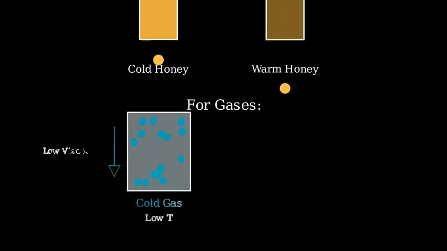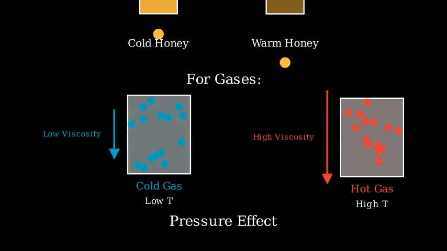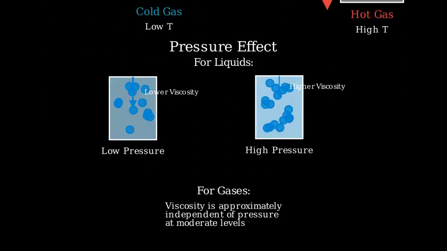Interestingly, for gases, viscosity actually increases with temperature. This is because molecular motion and collisions increase at higher temperatures. Second, pressure. For most liquids, viscosity increases slightly with pressure. For gases, viscosity is independent of pressure at moderate levels.